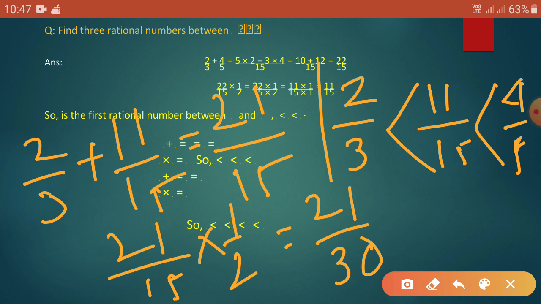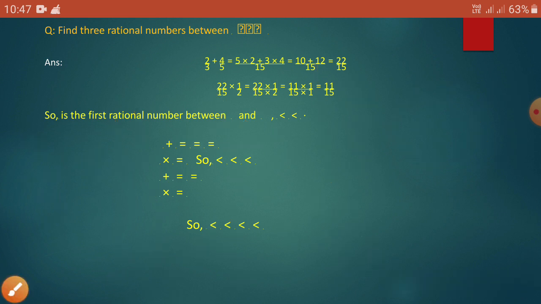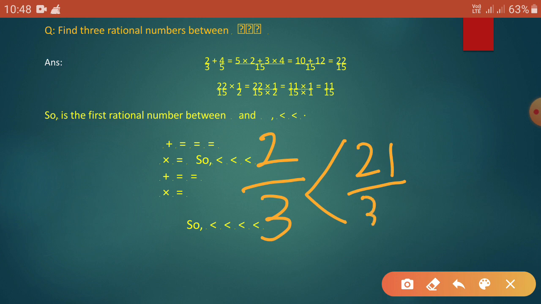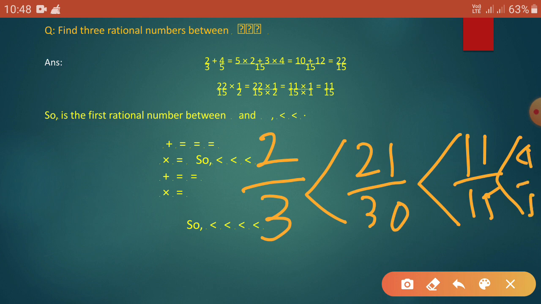So we can write that 2 by 3 is less than 21 by 30, which is less than 11 by 15, which is less than 4 by 5. Okay, so we are getting the results.